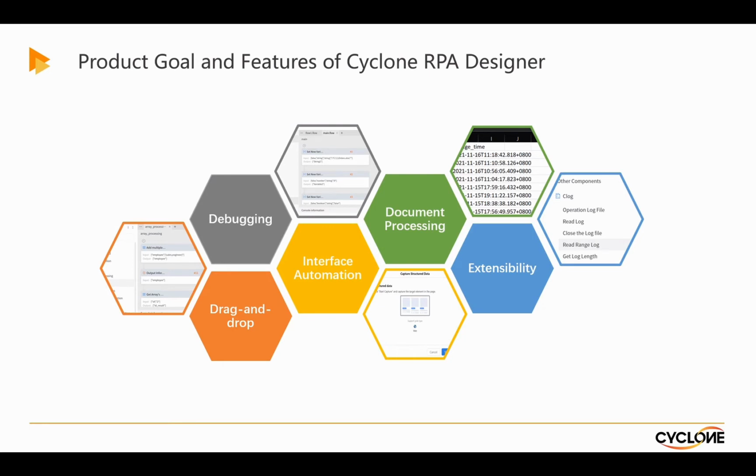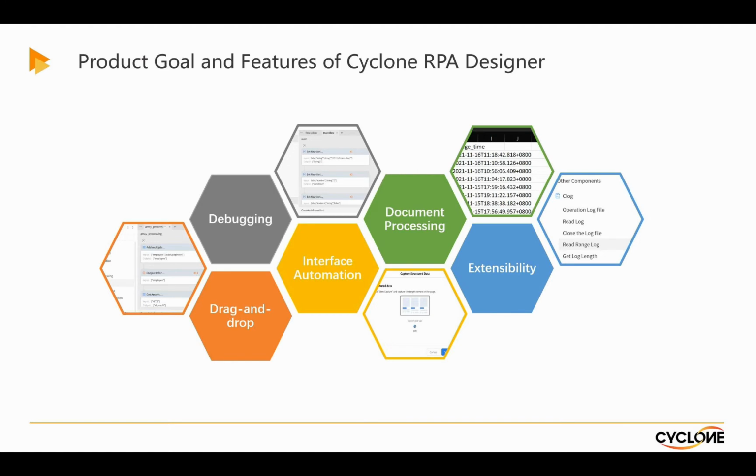Cyclone RPA Designer provides a drag-and-drop development interface, with all nodes and functions developed through selecting or configuring related parameters. The development requires no coding and is thus very user-friendly. In addition, Cyclone RPA Designer supports breakpoint debugging, single-step debugging, variable display, and real-time syntax checking, greatly accelerating development by helping users avoid or correct many common errors.